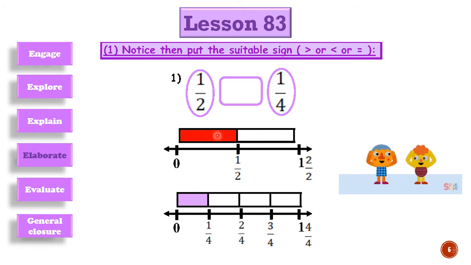Half. This part is a half, and next one it will be quarter. When we distribute this number line in 4 equal parts, it will be fourth. Which is bigger, half or fourth? Half or fourth? Yes, it will be half.